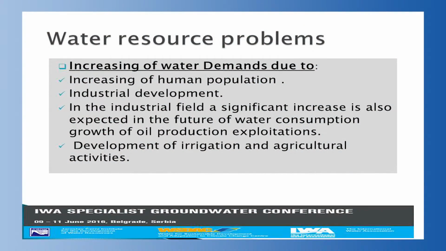Of course, one of the problems facing the Kurdistan region is the increase of water demand due to an increase of human population. The rate of population growth is more than 3%, which is very high. Really, industrial development too. The country under the Saddam Hussein regime was, of course, controlled, and there was plenty of war and fighting. But now it's stable, so you expect plenty of industrial development. And of course, there is also plenty of production growth, exploitation of oil and other minerals, and development of irrigation and agricultural activities coupled with the increase in human population.